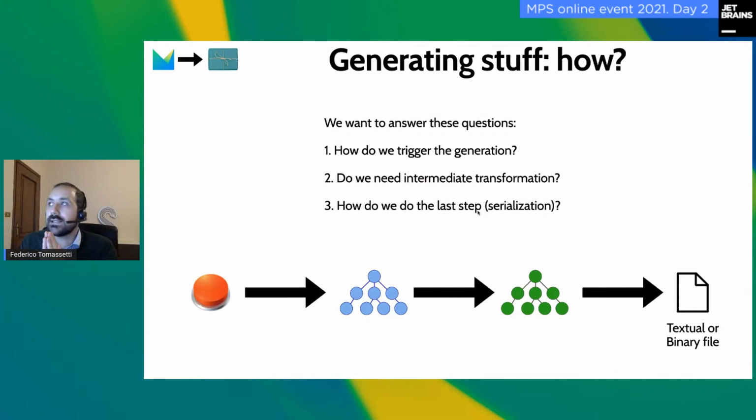Okay, that said, when we talk about generation, I focus on three different aspects. The first one is how do we trigger the generation? The second one is how do we deal with intermediate transformations? And the third one is how do we serialize the information, so basically, how we save it to file.